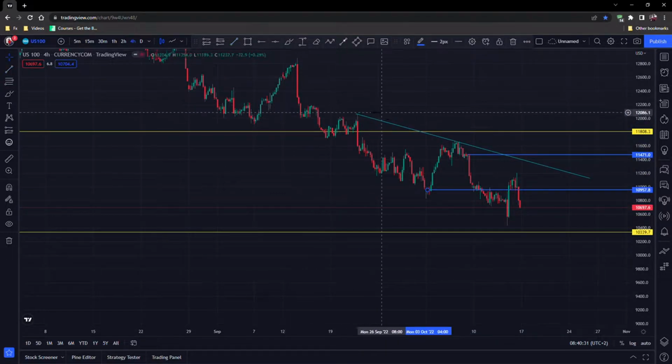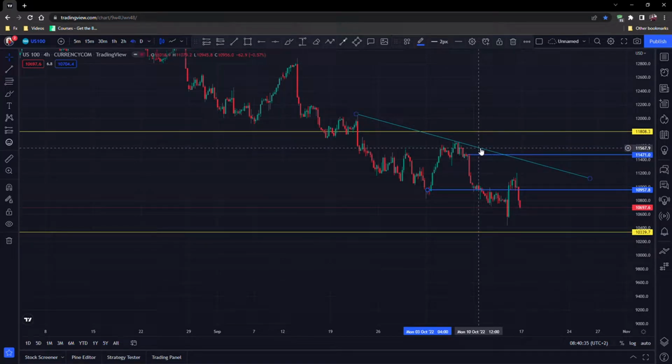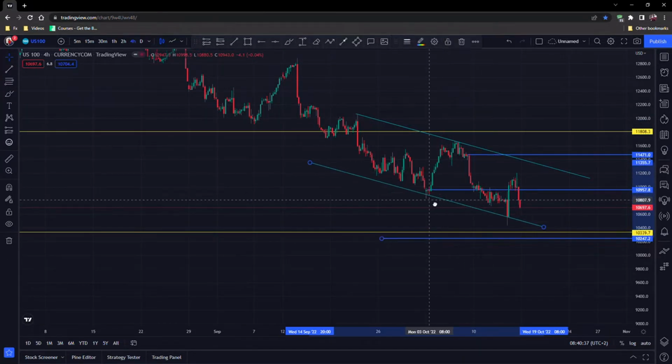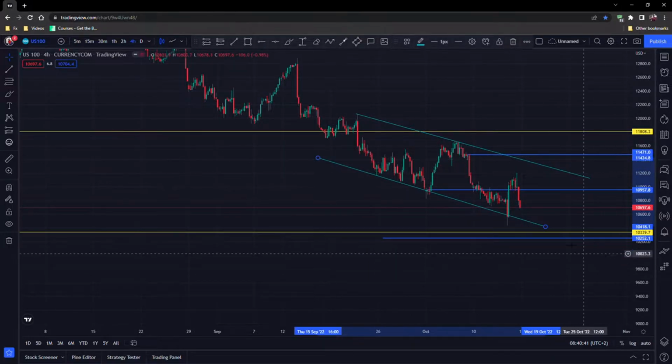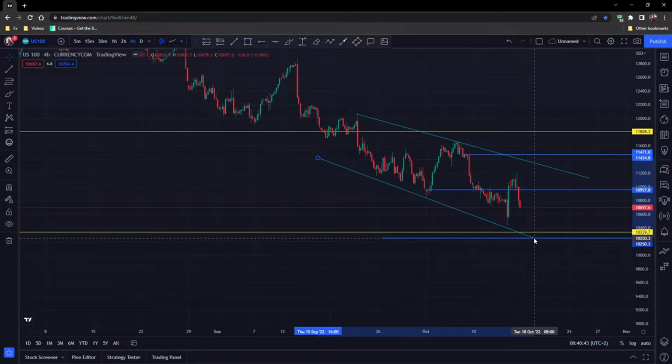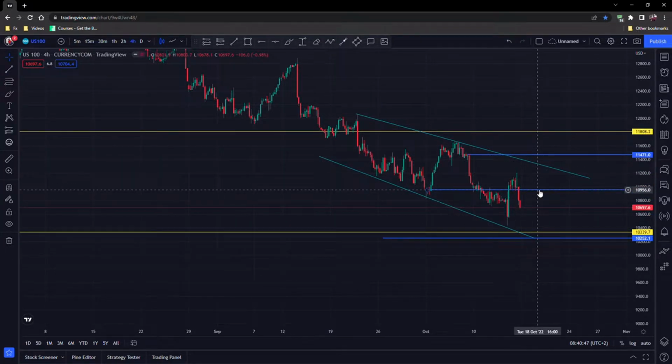We're still in a downtrend, first touch, second touch, third touch. We're still in that predominant downtrend, and we can confidently draw this downward trend channel, right? So you can see we're in that downward trend channel.